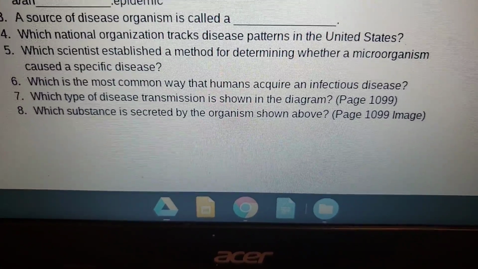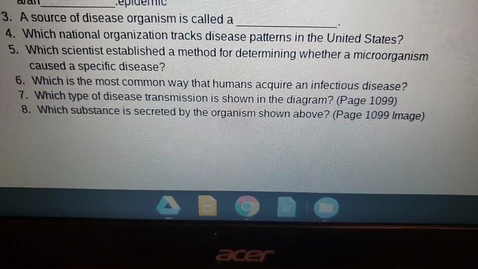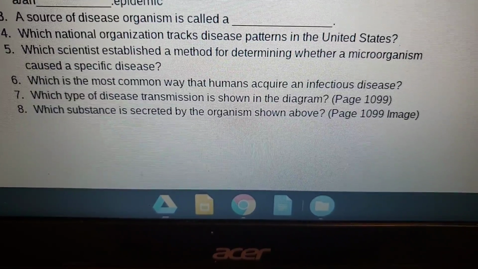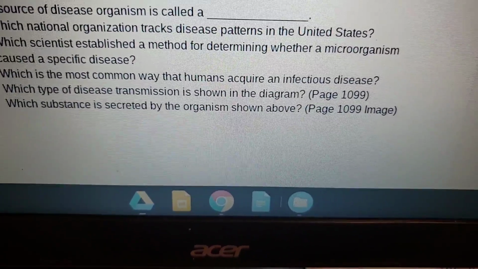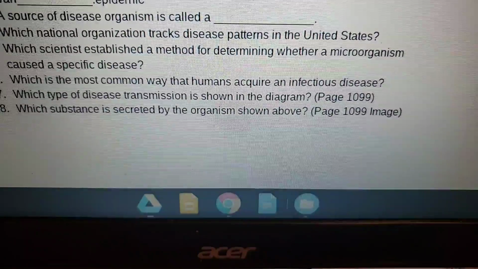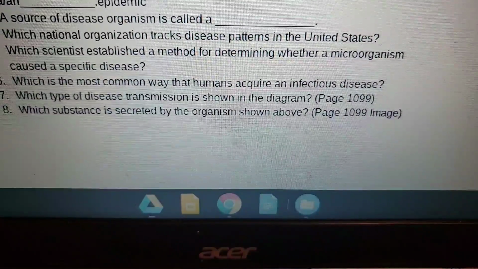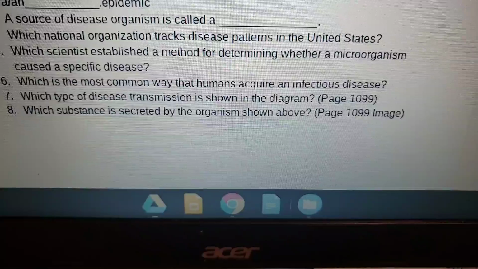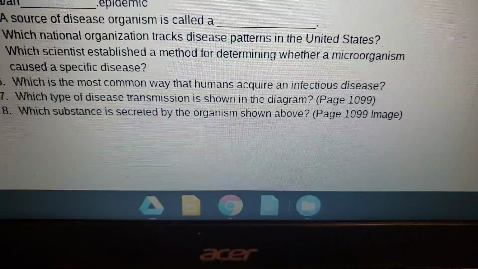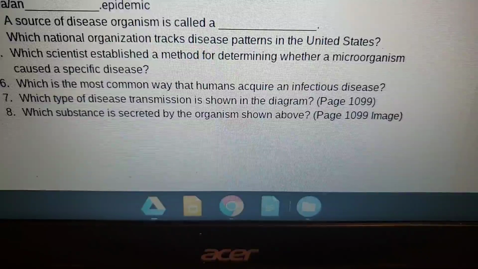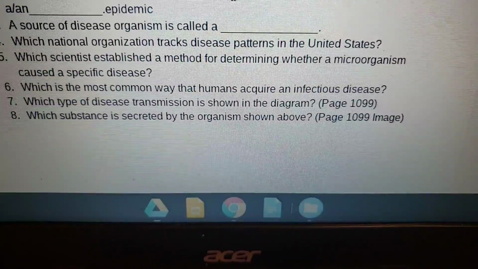Which scientist established a method for determining whether, okay, we did that one. So 7. And then the diagrams on page 1099 and the image on 1099. I don't have the images with me today. So when I go over to the high school later on, I will pick up a biology book. I'm just using my cell phone right now. And when I do that, I will come back and review this. Okay, so do the best you can.